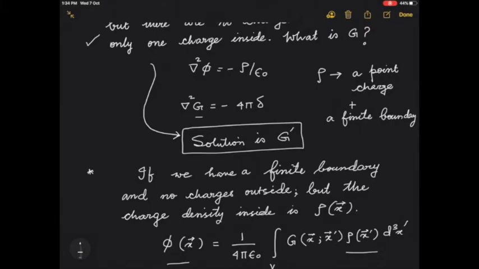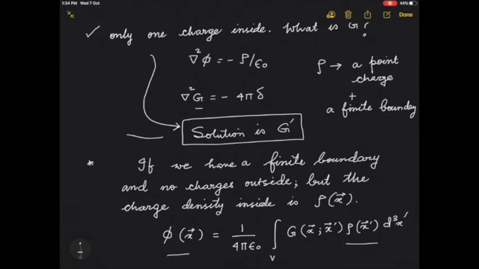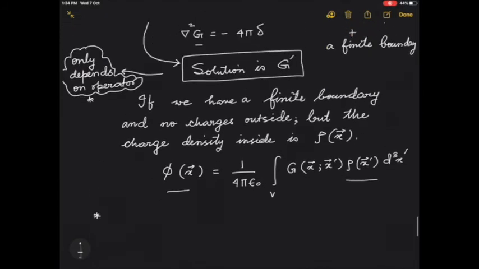So G prime only depends on what? The operator. So G prime only depends on the operator. So if I change the operator to something else, then this 1 by x minus x prime, whatever is G prime, that will change. Okay. And now we have not still explored the boundary condition on phi.